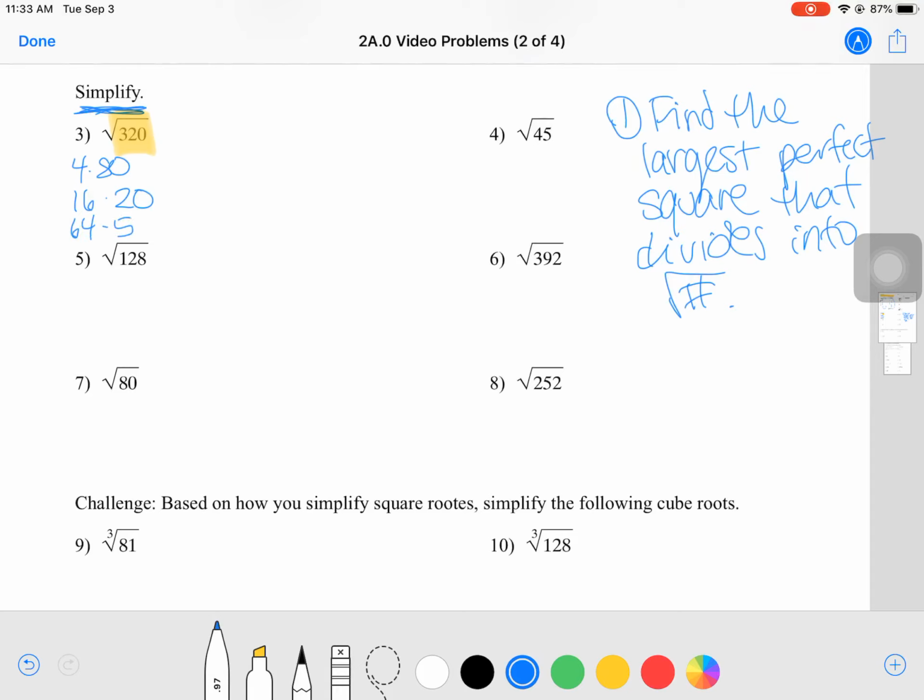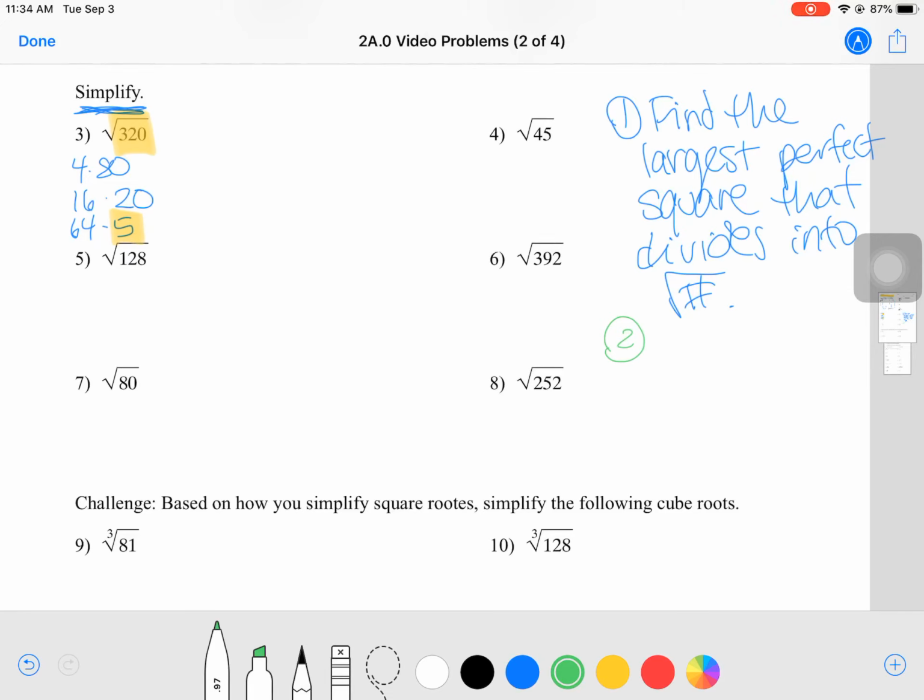You can keep going. What I will tell you, especially as you're now in Algebra 2, and I want you to be thinking through your work, if your second number is prime, so because this 5 is prime, that means nothing bigger will divide into 320. And so I'm going to leave it like this. I know that's my biggest perfect square that will divide in.